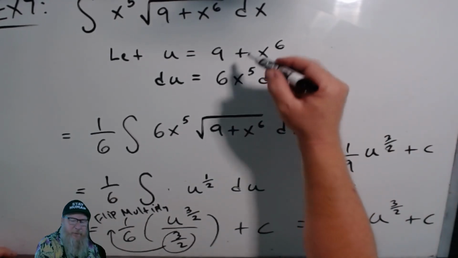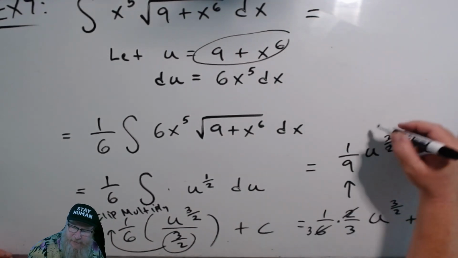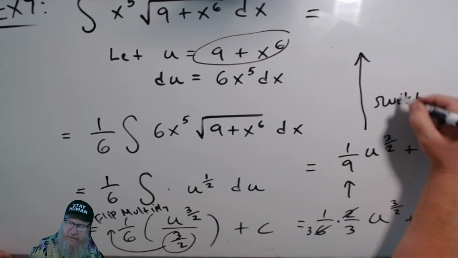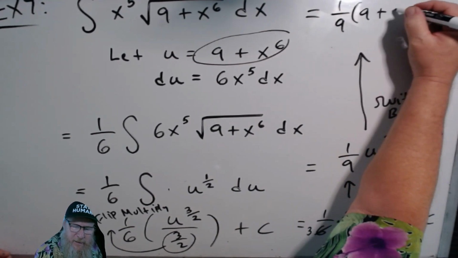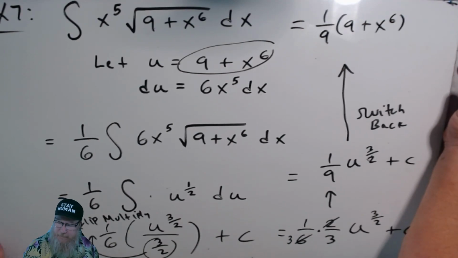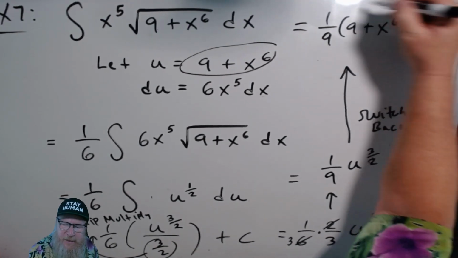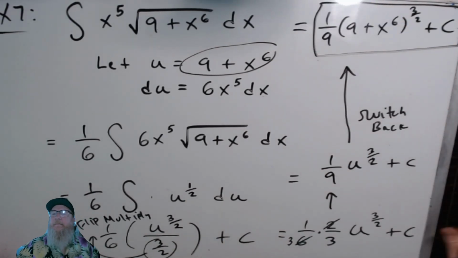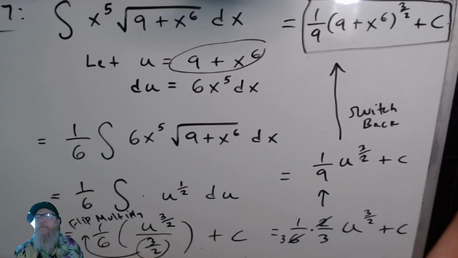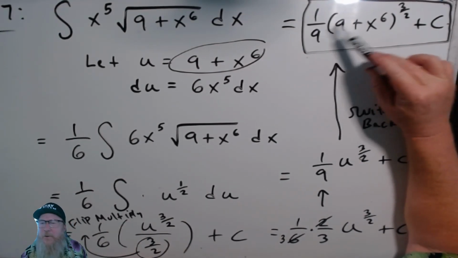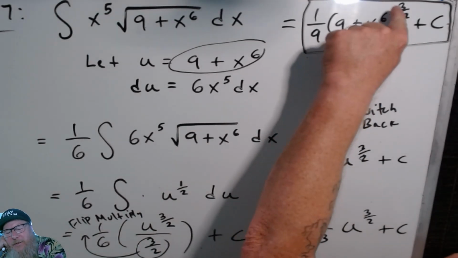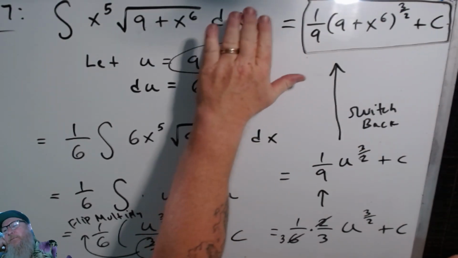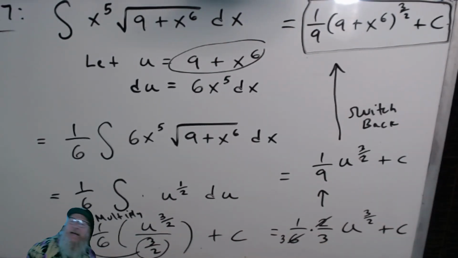And then go back and replace who u is. So switch back. You're going to get 1/9 times 9 plus x to the 6th, to the 3/2, plus c. That's your final answer. Don't distribute the 1/9. I've been tempted to do that myself, especially when these look like they might cancel. They don't, right? The 3/2 is the exponent, which prevents the 1/9 from going inside.